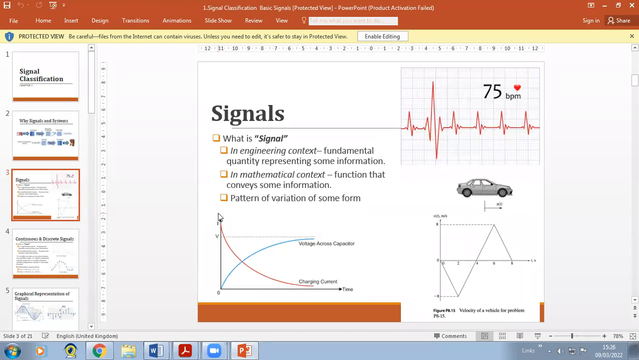So it can be any quantity. Any quantity represents some information. So this is another definition. We are electronics and electrical students, communication students. So we are mainly dealing with voltage, current, and power, not force, not pressure, not momentum, not with the speed.